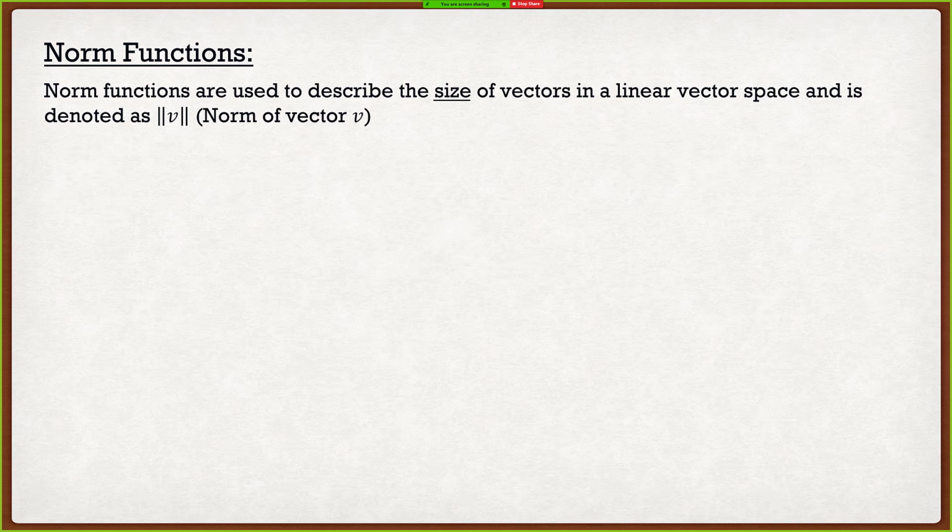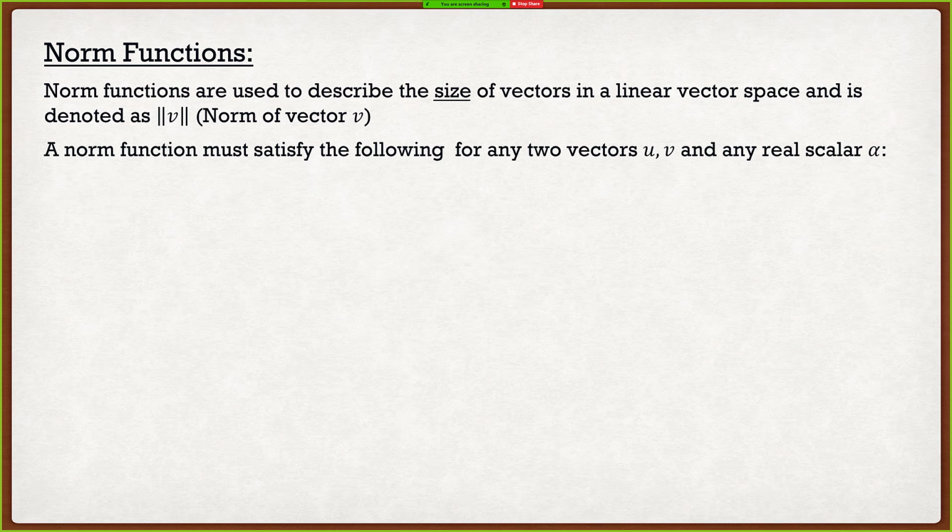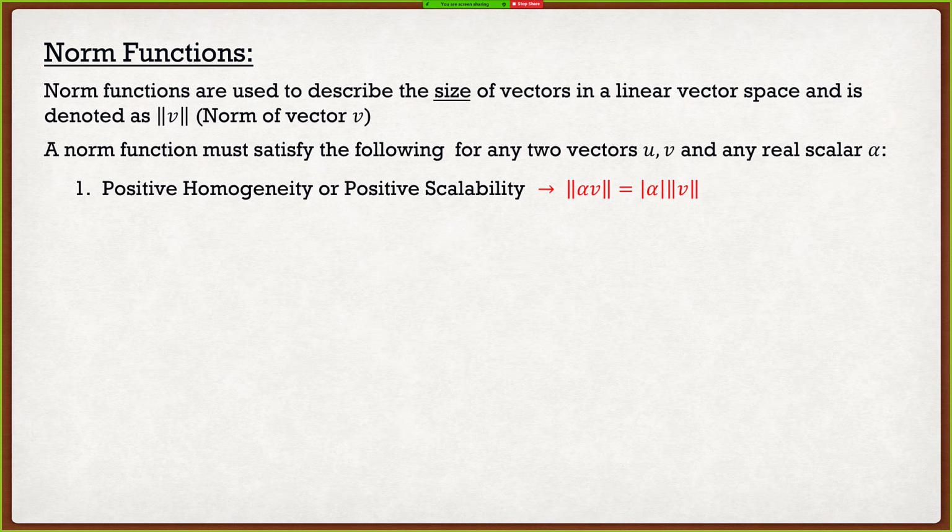Now again, you guys are very used to the magnitude of these vectors, but in essence, a norm function can actually be many different functions. A norm function must satisfy, for any two vectors u and v and any real scalar alpha, the following traits. The first one is positive homogeneity, or positive scalability. What does this mean? Well, if I were to take the norm of alpha v, this is simply going to be the absolute value of alpha multiplied by the norm of v.